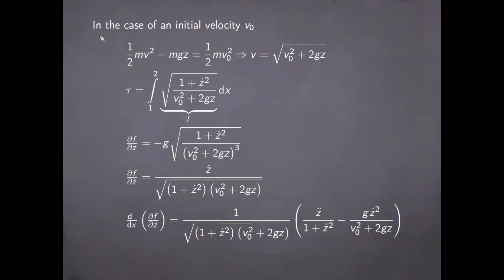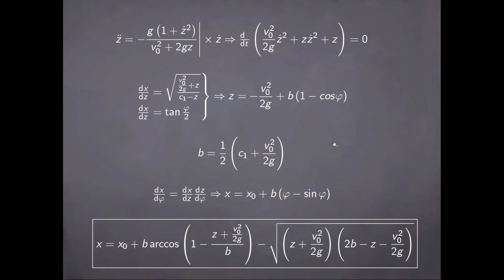Now, things play out quite similarly in the case of an initial velocity v0, which is different from 0. The conservation of energy will give the velocity as the following function, where I've added the additional constant v0 squared under the square root. The time is given by a similar line integral depending on a functional f, which now features this constant. I can once again calculate the derivatives, which allow me to construct the Euler equation for f.